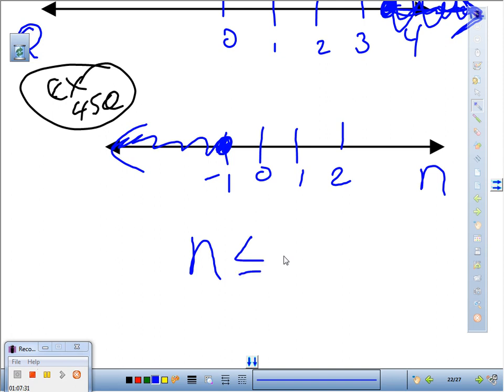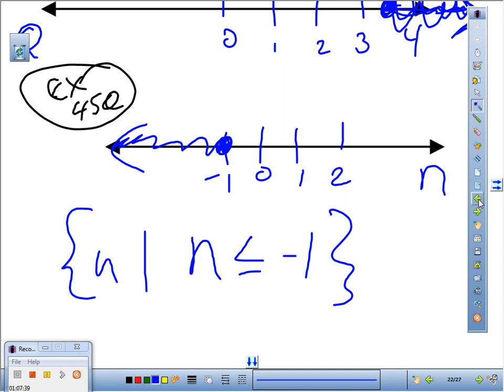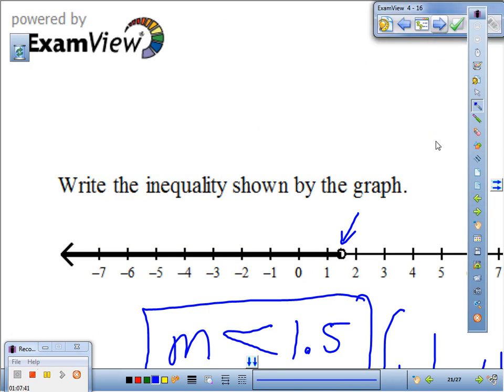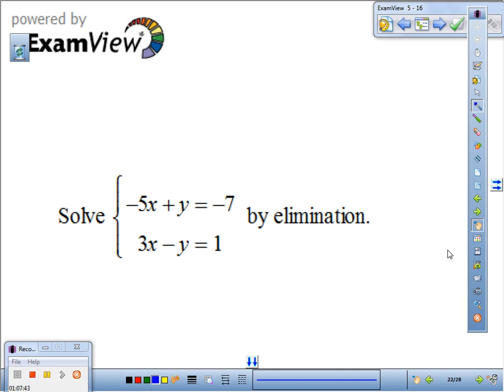Less than or equal to -1. Solution set of n such that. Hands if you got that. Yeah, we got this. Let's move on. Go to number 5.